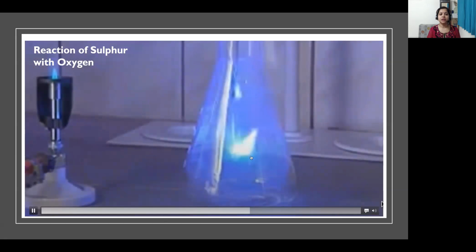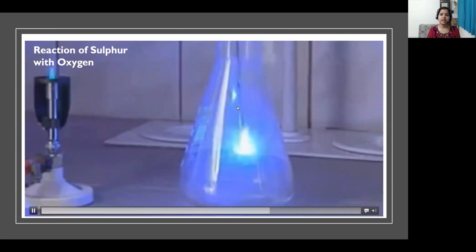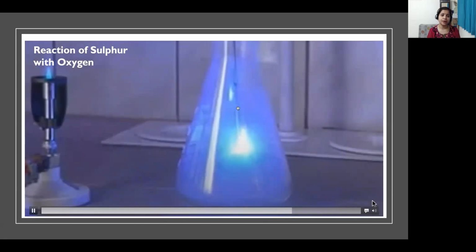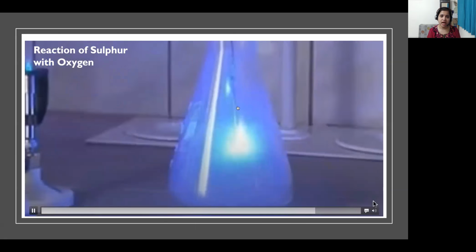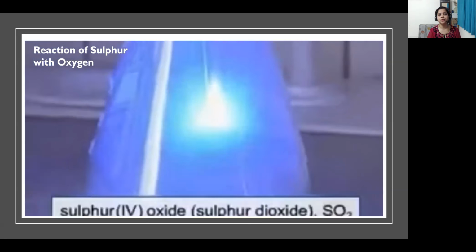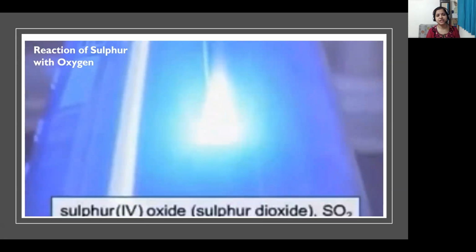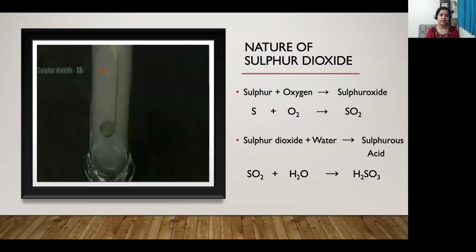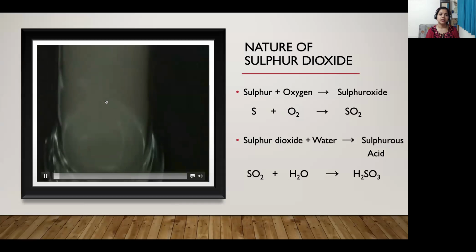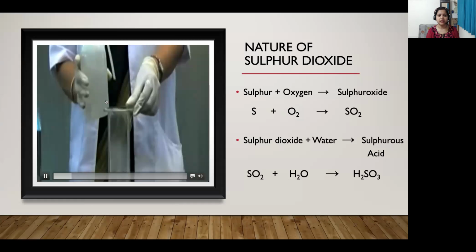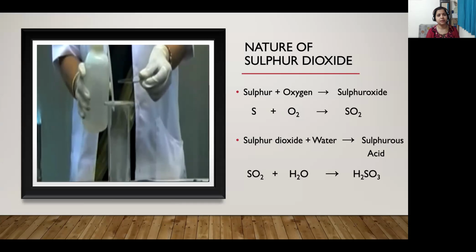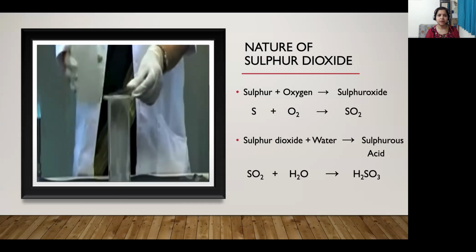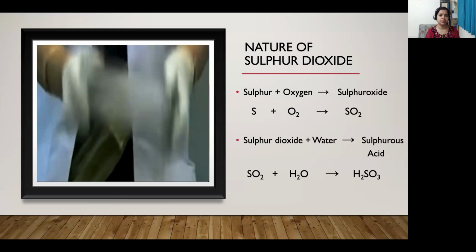Okay, so it will produce a white color gas, and that gas is nothing but sulfur dioxide, because sulfur reacts with oxygen to produce sulfur dioxide. So let's check the nature of the sulfur dioxide gas. Now again we have to put some water in this container carrying the sulfur dioxide gas. After putting the water, shake it properly so that it will mix properly.